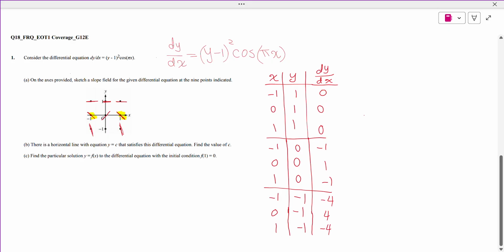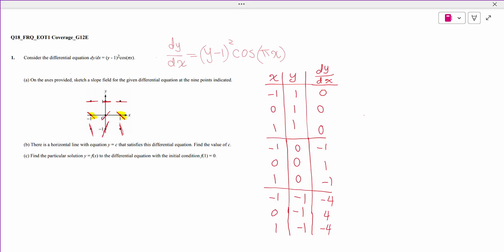And also we have at 0 and minus 1, the slope is 4, so it's increasing, but it's steeper than the one at the origin. So it's steeper than the one at the origin. So this is how we do the slope field.